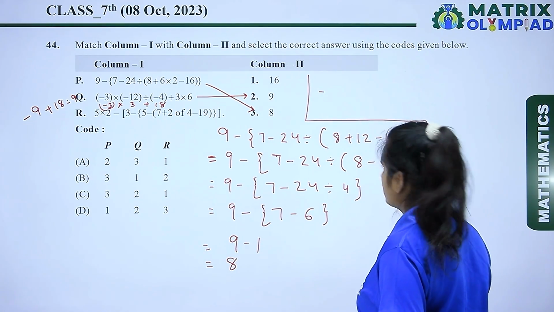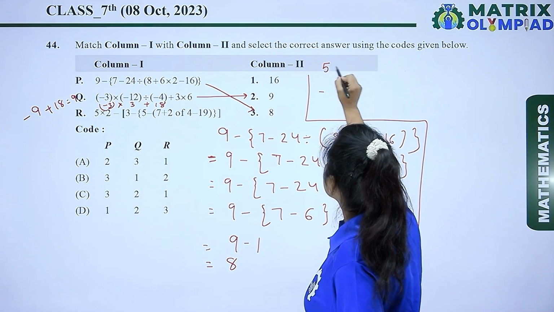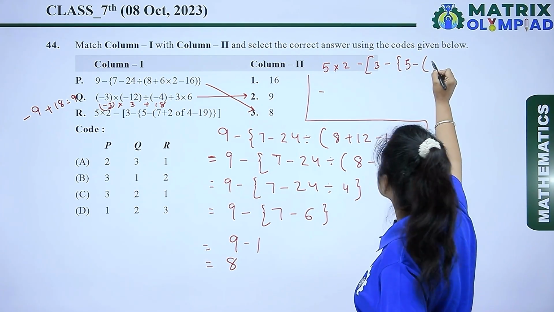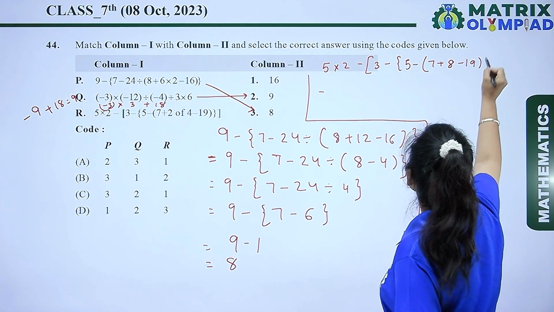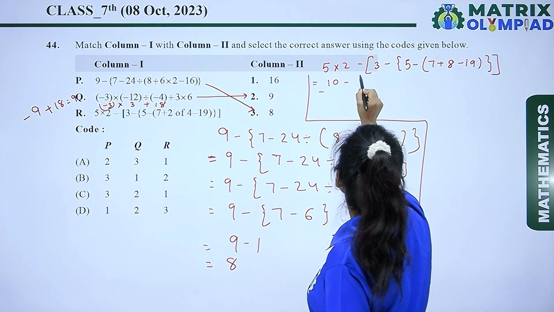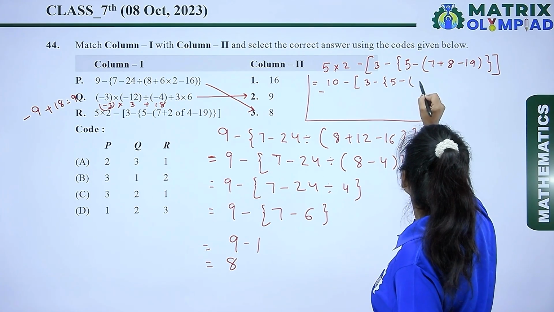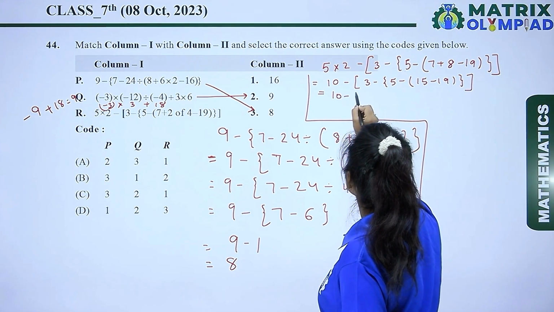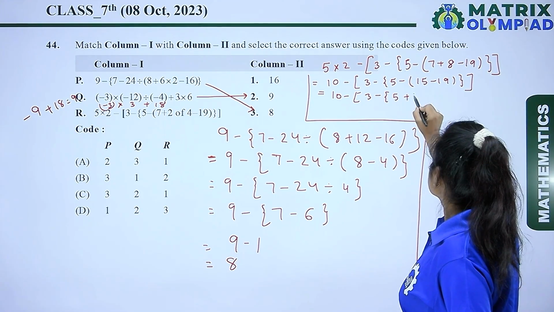Now let's solve the third part, that is 5 multiplied by 2. सबसे पहले bracket solve करेंगे, rest will be same. 5 multiplied by 2 minus 3 minus 5 minus 7 plus 2 of 4 is 8 minus 19, bracket close. Now the next step will be, here it is 10, 3 minus 5. So the next is 10 minus 3 minus will plus 4.